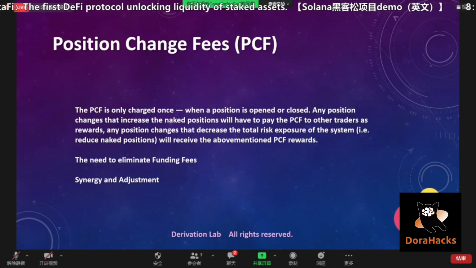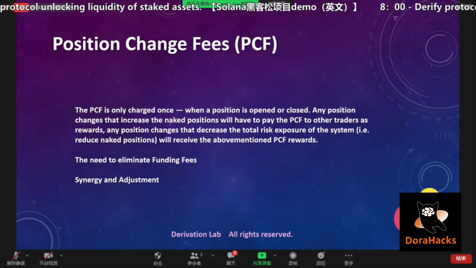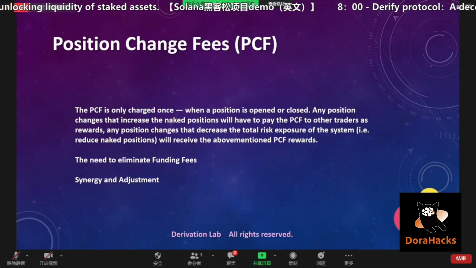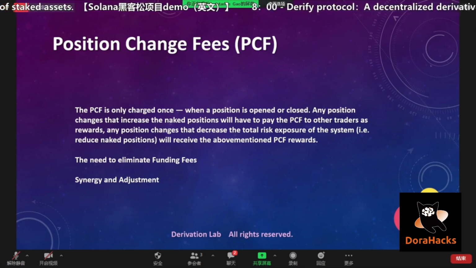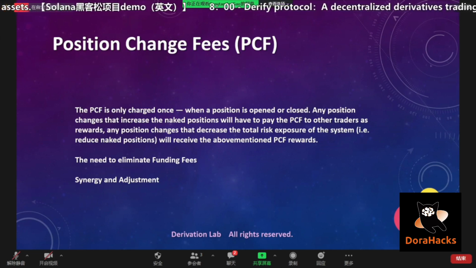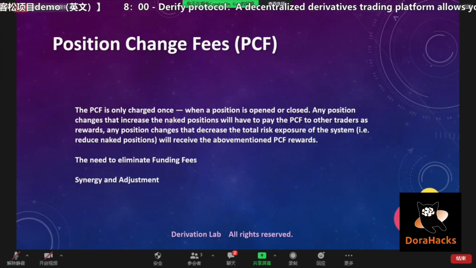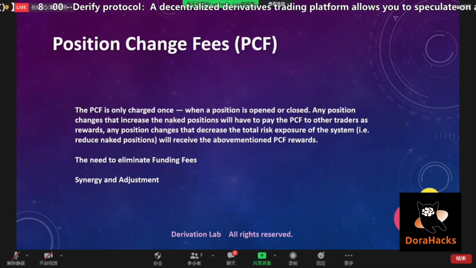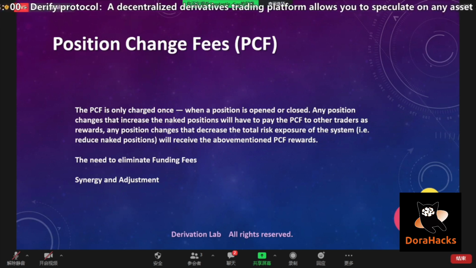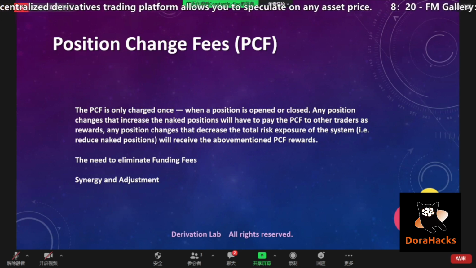So position change fee is only charged when you open or close your position, and it's very likely that you will receive both position fees as rewards. So when you're opening a position, you are receiving rewards, and when you close the position, you're also receiving rewards. So during the whole period of holding the position, you have no cost. That will give you the best user experience you can imagine when you are trading perpetuals and other derivatives.